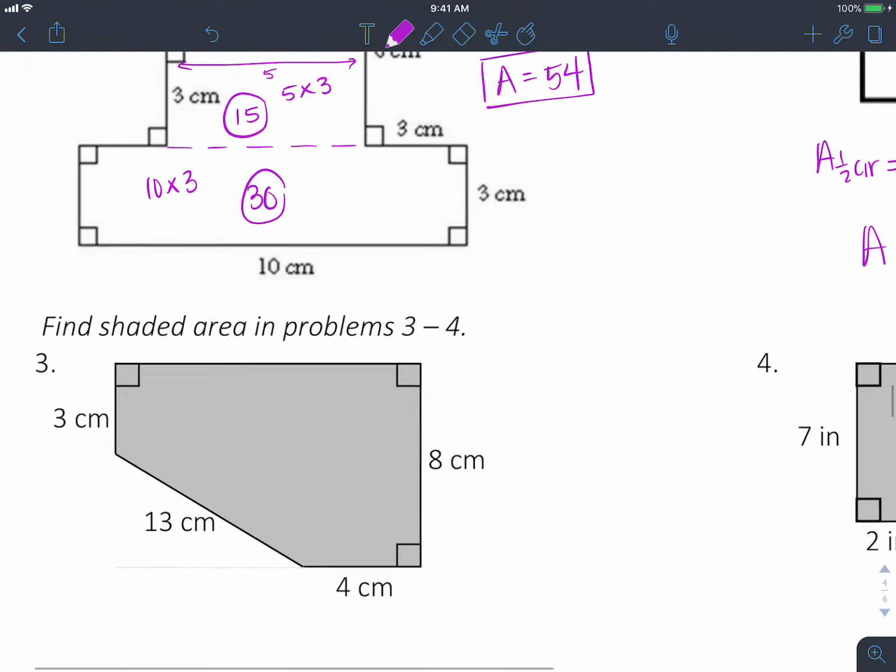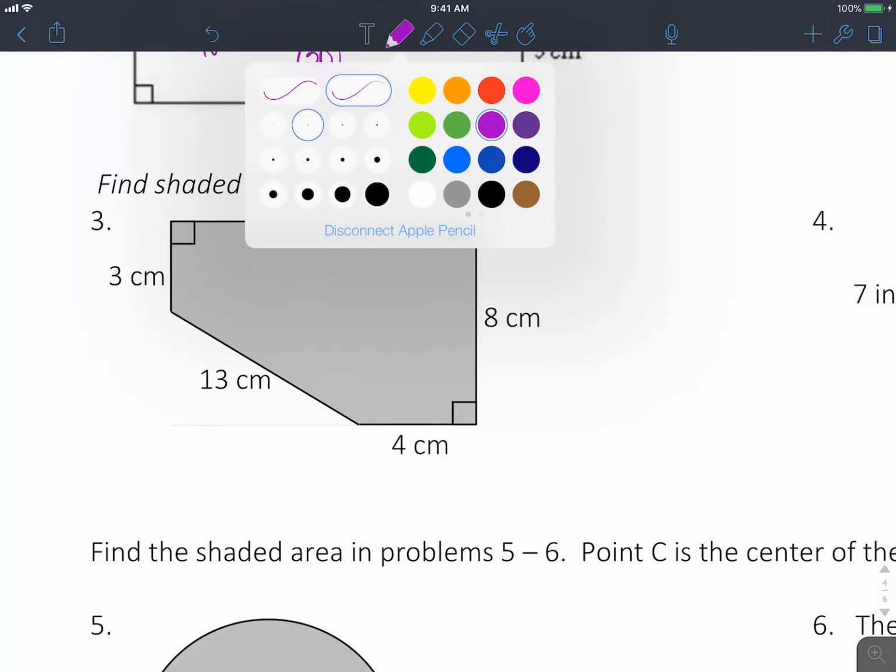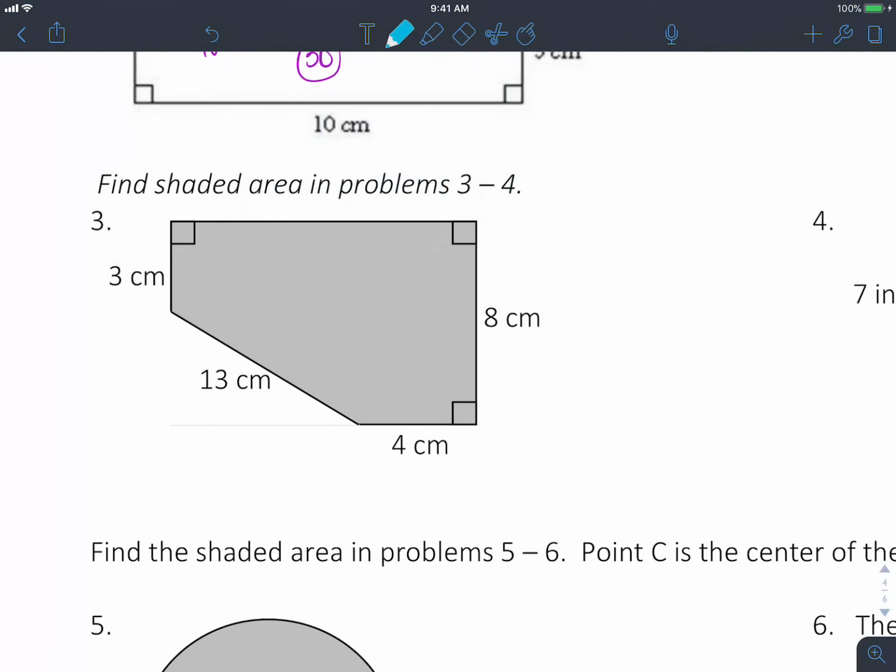Alright, then we're moving on to number 3. So number 3, I split it up into 4 shapes. I'm going to use a lighter color here. That'll be a little bit easier to see, hopefully. So I split it up into this combination of shapes. So we kind of have 3 rectangles and a triangle.